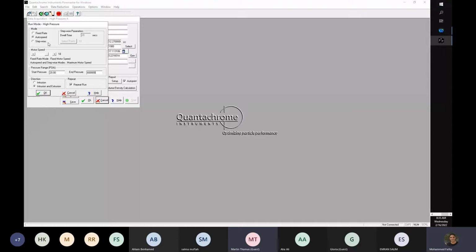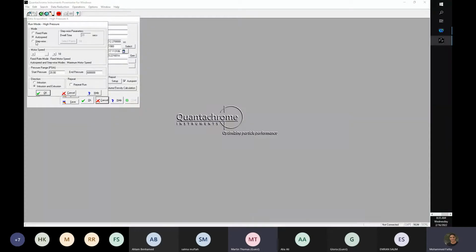And anything that I create here, I can save as a high pressure protocol and just use it over and over again. I can choose only to take data on intrusion. If I'm interested in the extrusion data, I can take that. And if you've done extrusion, you can actually ask it to do a repeat up down as well, to see if the entrapment is reproducible. Okay. So this really is all there is.